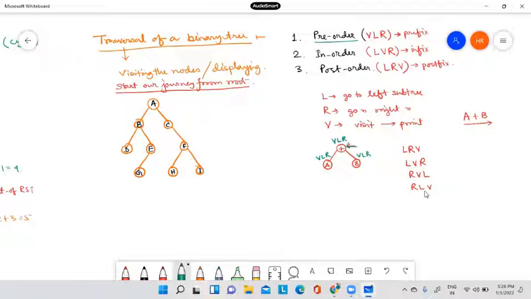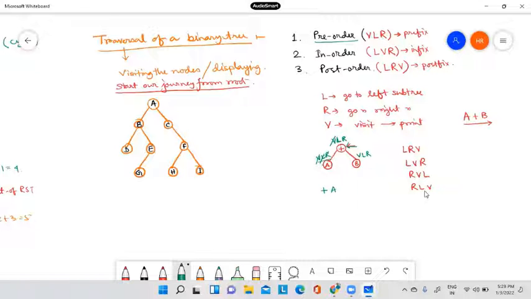Then what is the first thing that you have to do? Visit. Visit means you will print it. Visit done. Then what is the instruction? Go for left subtree. So I will go to the left subtree. In left subtree, what is written again? VLR. What is the first thing? Visit. So I will visit. Done. Then go for left subtree. There is nothing in left subtree. Then go for right subtree. There is nothing in right subtree.